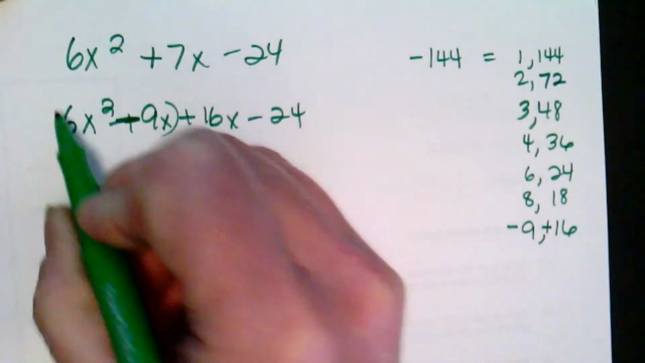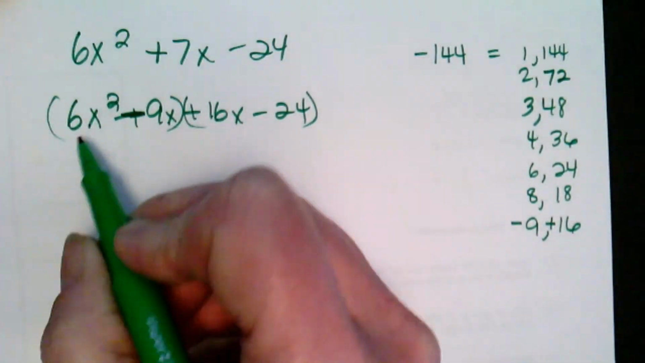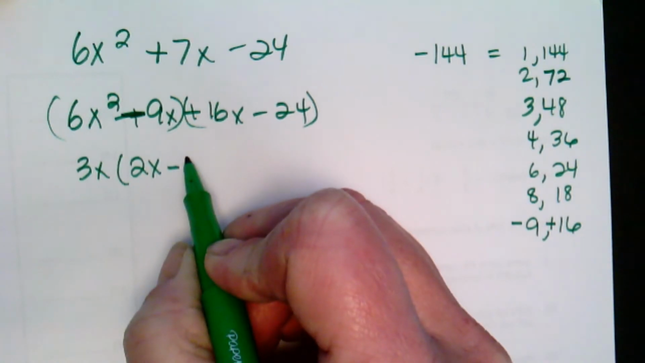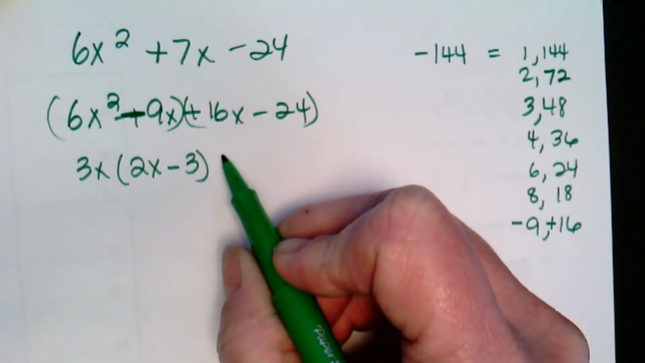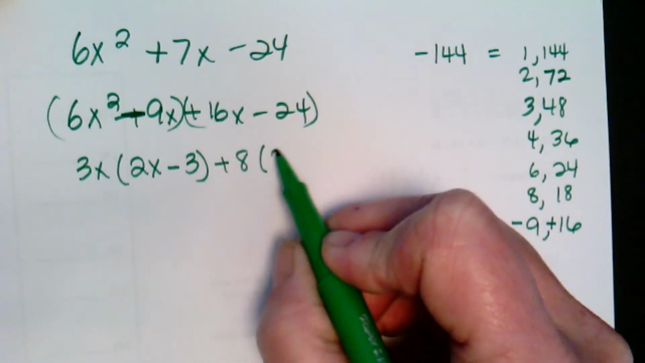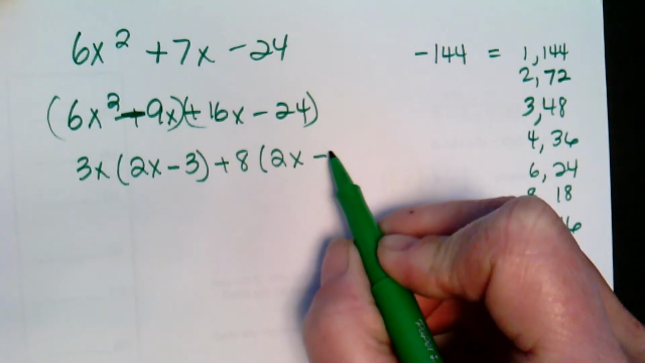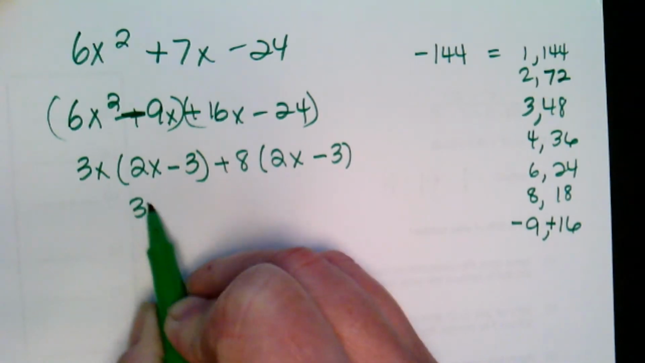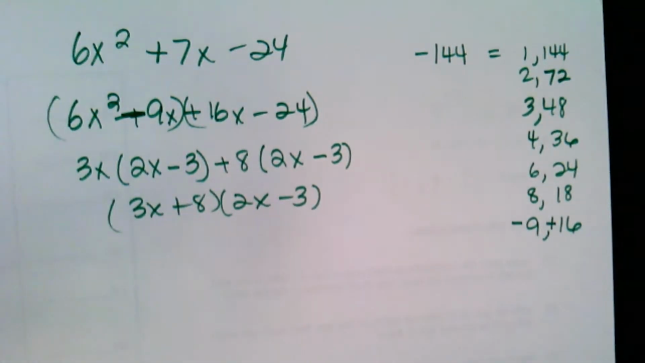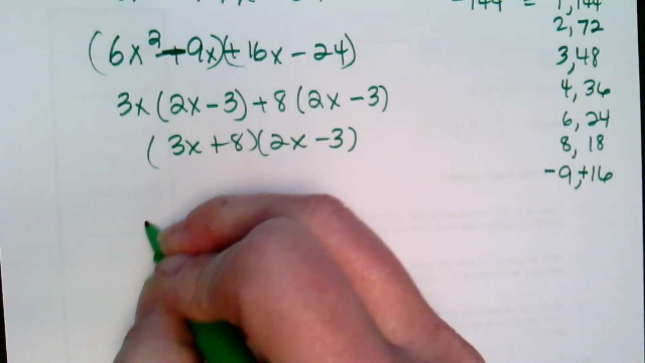And then we're going to group. So I can take a 3x out of here, and I'm left with 2x minus 3. And I can take an 8 out of here, and I'm left with 2x minus 3. So this one actually worked. So I just realized I wrote the wrong question down. So that one was factorable. Let's look at this one instead.